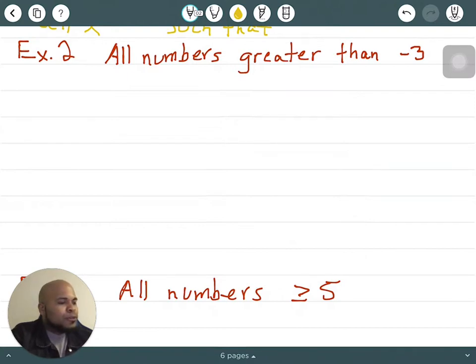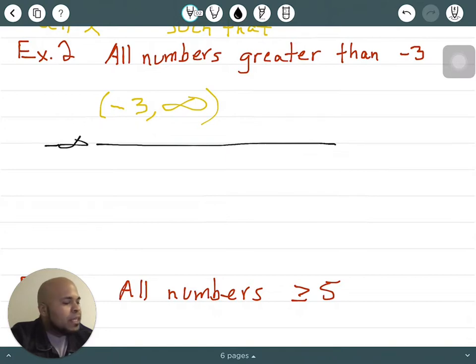All numbers greater than -3, where if I were to use the interval notation, that will be really easy. That's just starting at -3 and ending at positive infinity, because it's all numbers that are greater than -3. If I note that in a number line, this is negative infinity. There's going to be positive infinity. -3 is here somewhere. You could write 0 if you want to for reference, but you don't have to.